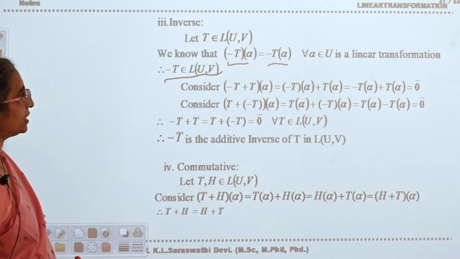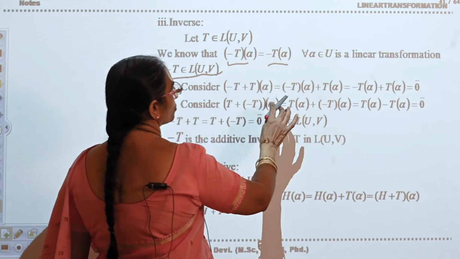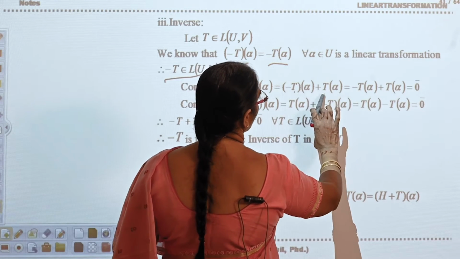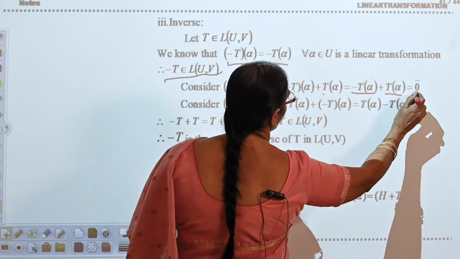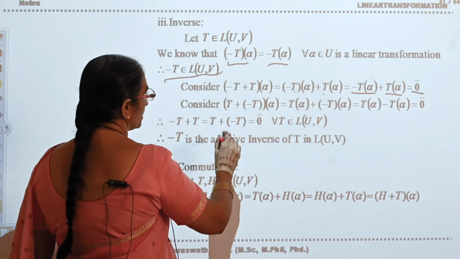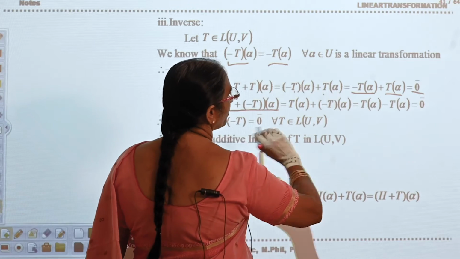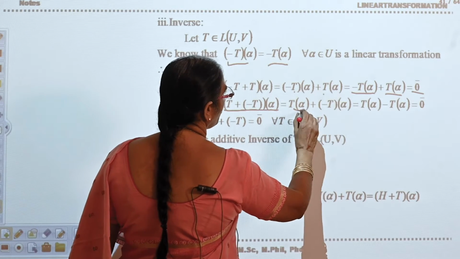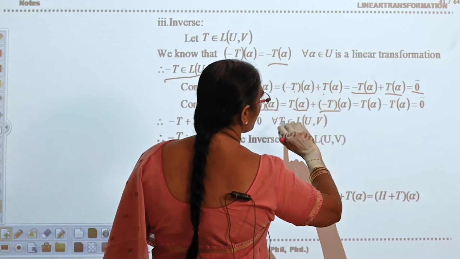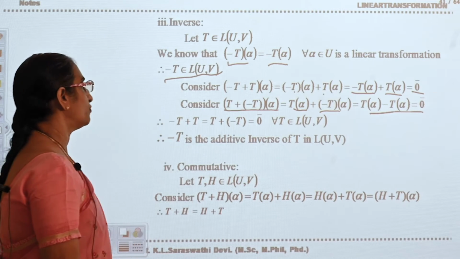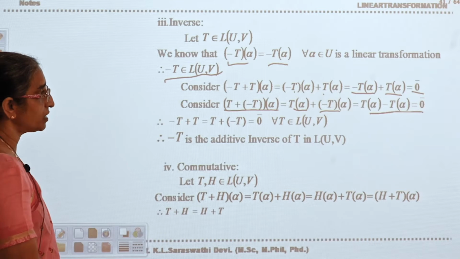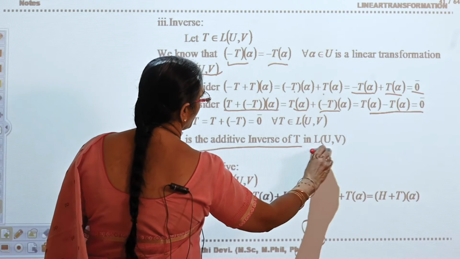Therefore, minus T plus T of alpha is equal to minus T of alpha plus T of alpha. By definition, it is minus T alpha plus T alpha. This is equal to 0 bar. And similarly, T plus minus T of alpha is equal to T of alpha plus minus T of alpha. Minus T alpha is minus T alpha. This is 0 bar. Therefore, an additive inverse exists in L of UV.